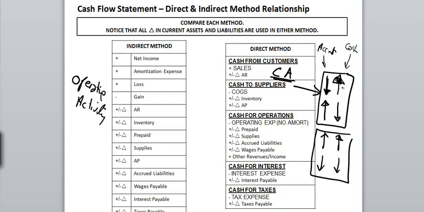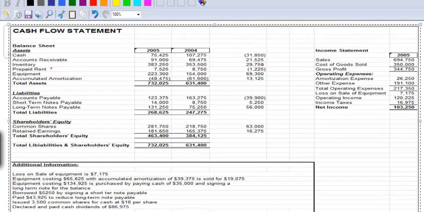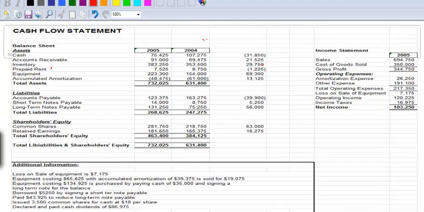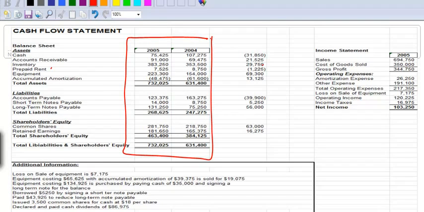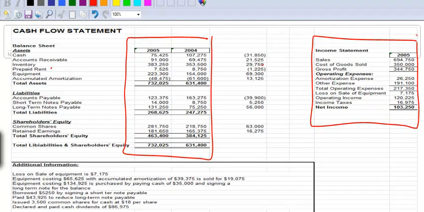Now, what I'm going to do is I'm going to show you an example of how to do a cash flow in both methods. So you have this cash flow statement, and with all academic institutions, you got this comparative balance sheet and you have a current income statement. You also have additional information, and from that we're going to create two types of statements.